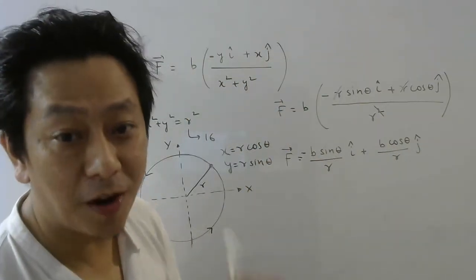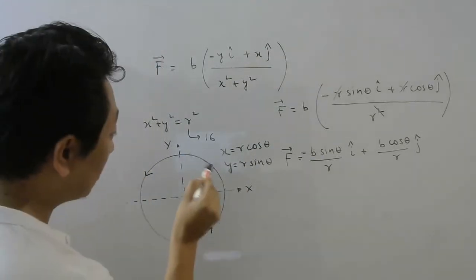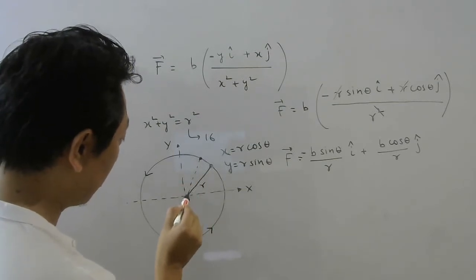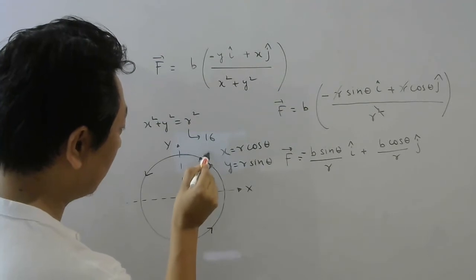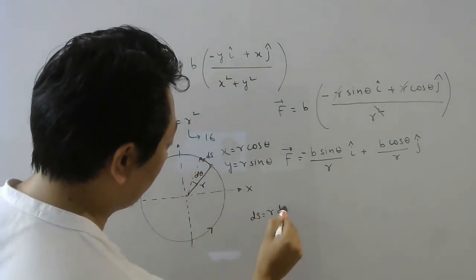Now let us try to find displacement in terms of r and theta. So this particle after some time will go here. So this line will turn by a small angle which I write d theta, and this displacement is your ds, and that ds can be written as r d theta.